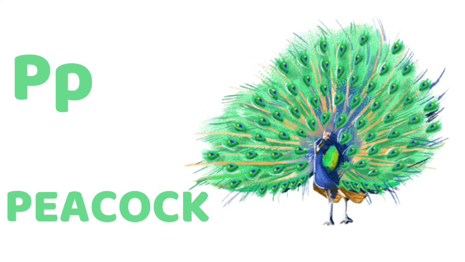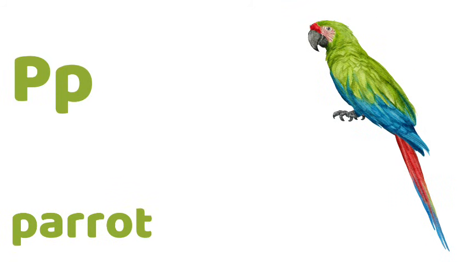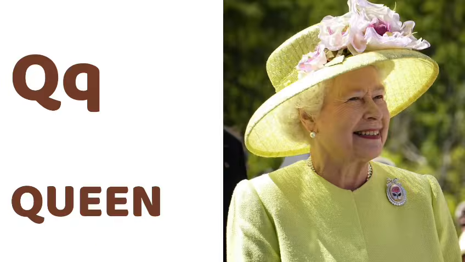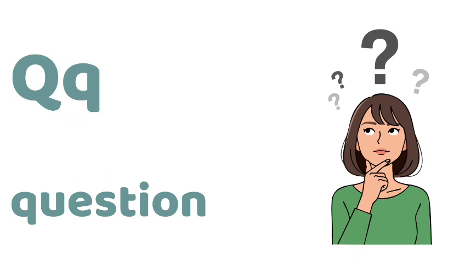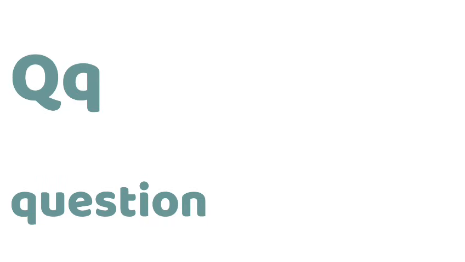P is for peacock. Peacock. P is for parrot. Parrot. Q is for queen. Queen. Q is for question. Question.